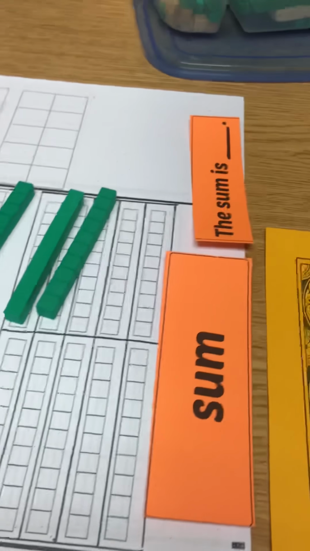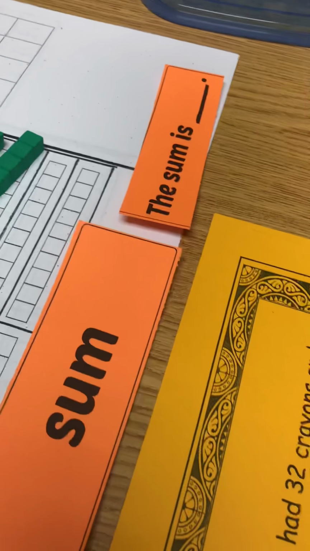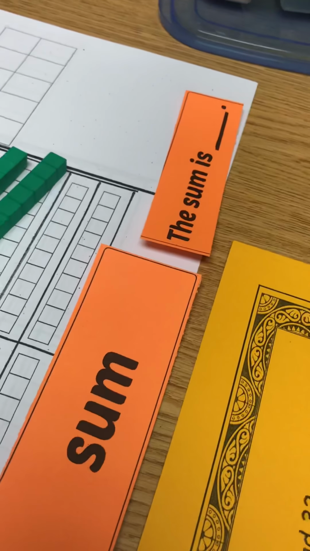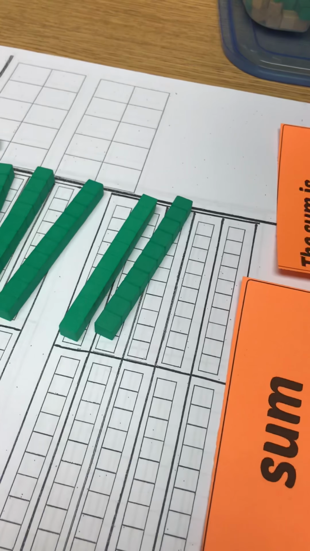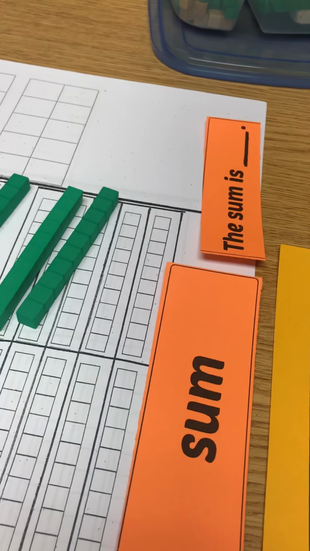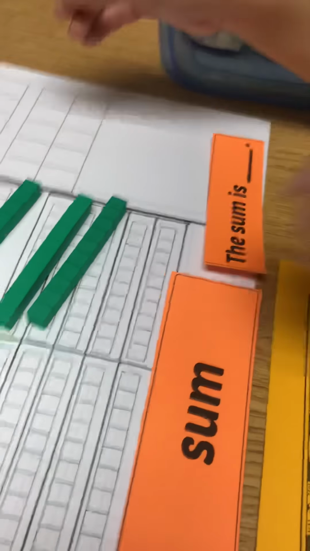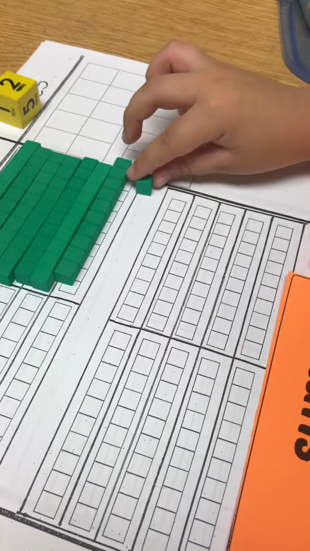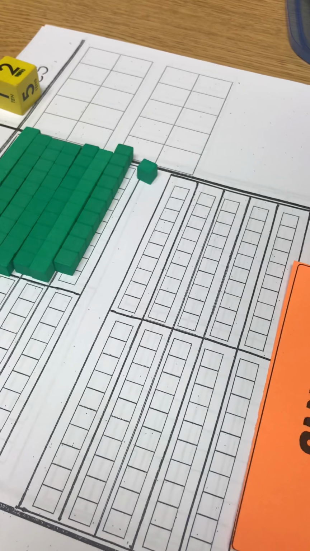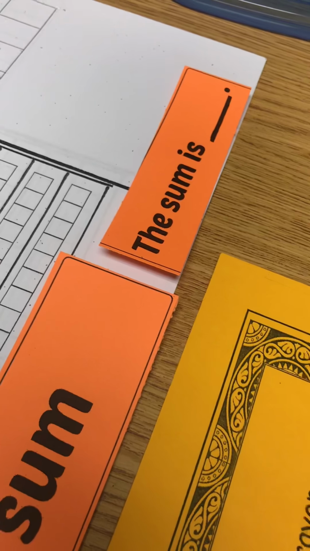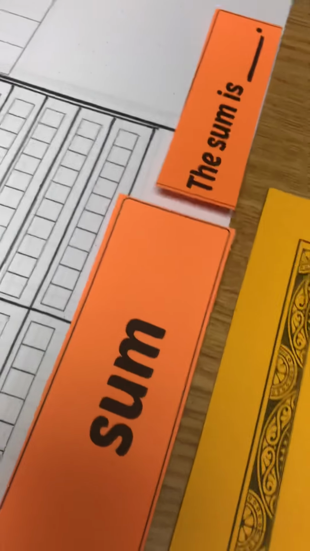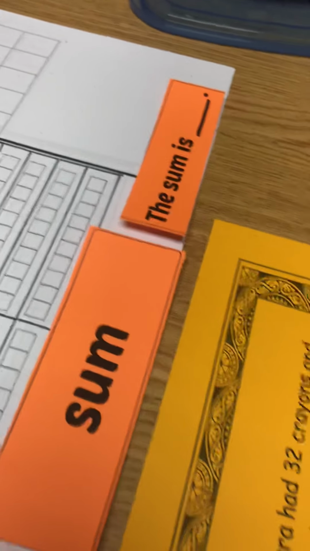Go ahead and read the sentence stem. The sum is 7 tens and ones is just gonna be 1. So what is the sum? Put it all together. It's gonna be 71. So let's say it again. The sum is 71. Right. So all together the girls have how many crayons? 71.